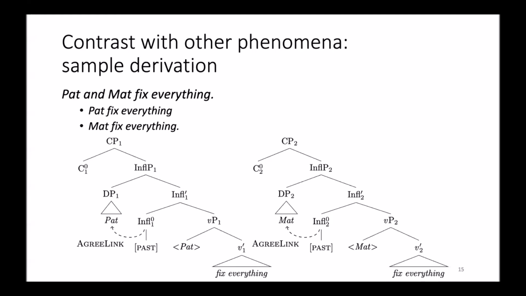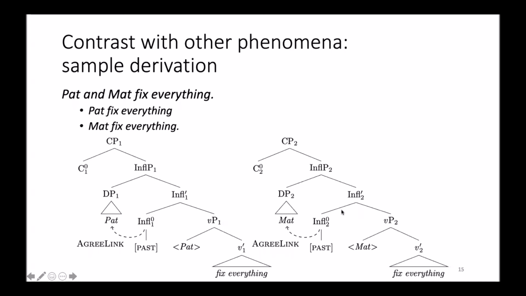So we want to derive a sentence like Pat and Matt fix everything. Where we're going to start is building two separate sentences, like Pat fix everything. Don't worry about agreement yet. We're just building a structure first, and then the second sentence, Matt fix everything. So we're building two separate sentences, and the first sentence has its own Infl head with an agreement probe. It finds its own goal, Pat, and the second sentence has its own Infl head, again with an agreement probe that finds its own goal, Matt.